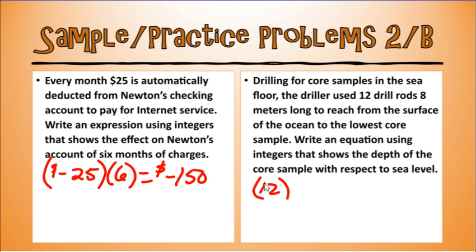So they're talking about the depth of the core sample. If each one is 8 meters long, you're going down from sea level, so that would be a negative 8. So we have 12 times a negative 8. 12 times a negative 8 would be a negative 96 meters.